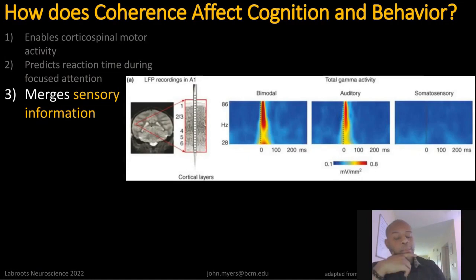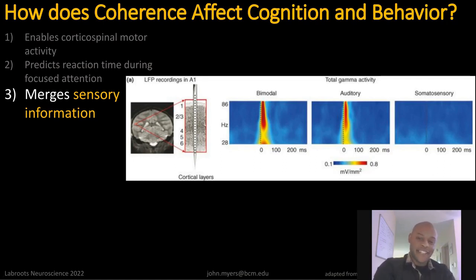And the third component here is that coherence can integrate sensory information. So by sensory information, I mean sights, sounds, colors, things that evoke our sense perception, touch. And so for this, very similarly to the previous study, they inserted an electrode in the auditory cortex of a monkey, and they stimulated the median nerve, which is a nerve in your hand, right? In the monkey's hand as well.